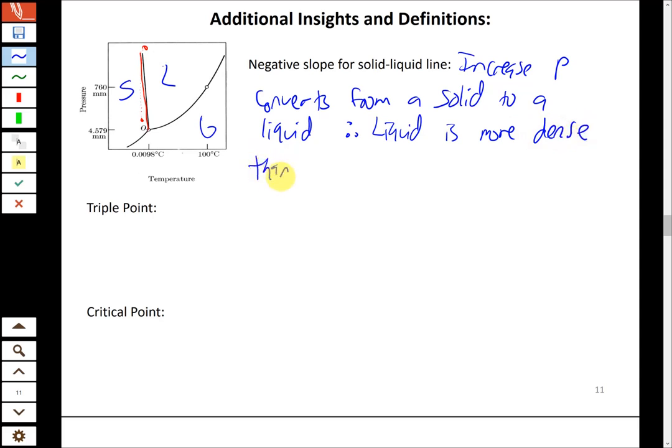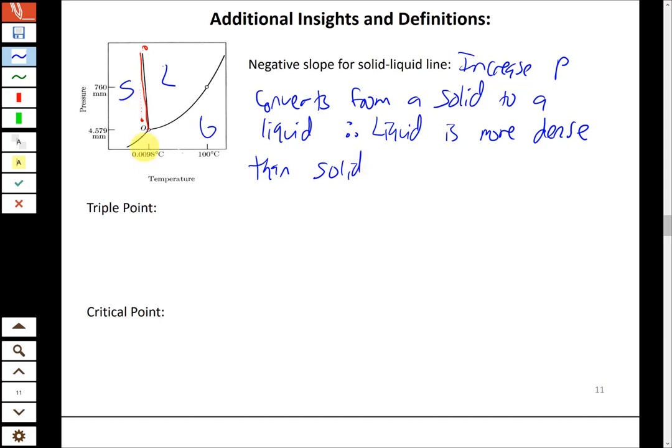So if we increase the pressure and it converts from solid to liquid, that means liquid is more dense than solid. And that's actually not the most common situation, but for water it's true. We know that if you have a glass of ice water, the ice cubes float on top of the water. And that's because ice is less dense than water. In most substances, the solid is more dense, it's more compact, but in water that's not true.